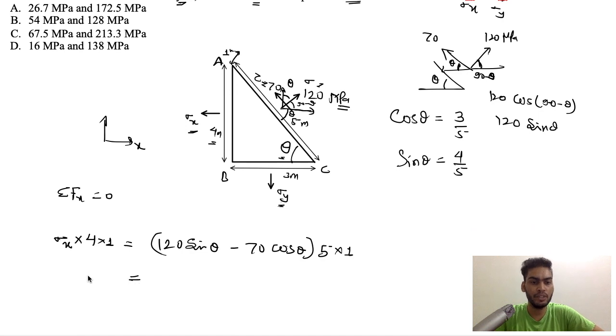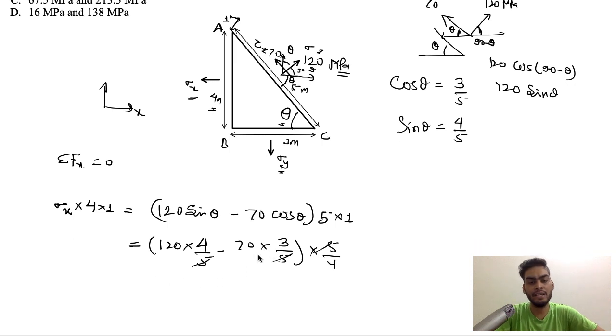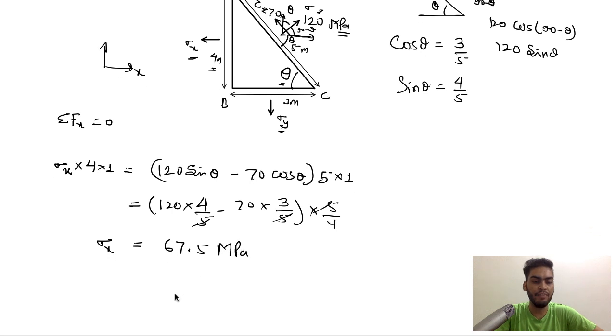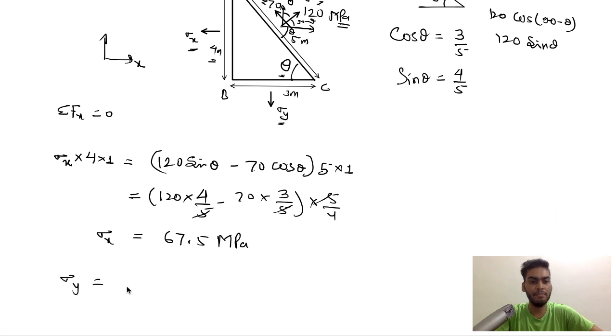Then we just have to put the values here. So 120 times sin theta, which is 4 by 5, minus 70 times 3 by 5, times 5 by 4. So this 5 cancels out and this is 480 minus 210 by 4. If you solve this, we obtain sigma x as 67.5 MPa. Now we have to calculate the sigma y in a similar manner.